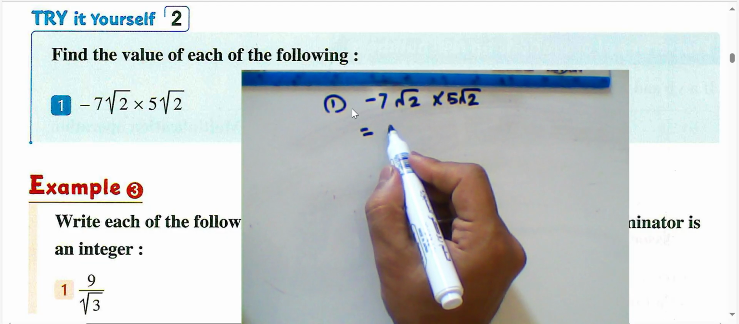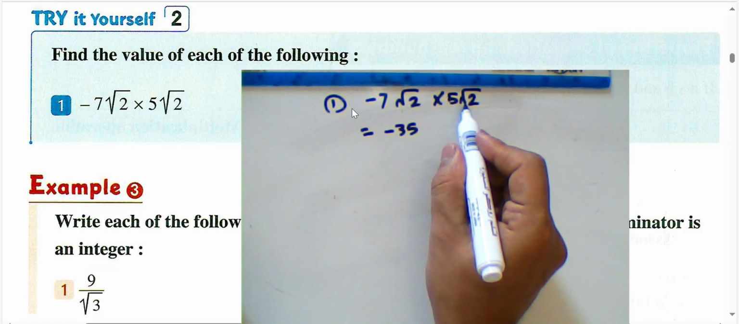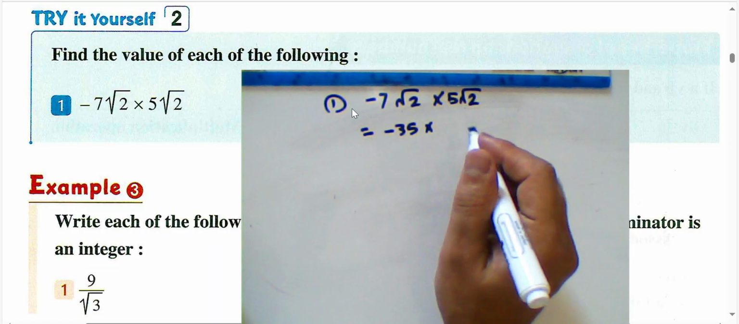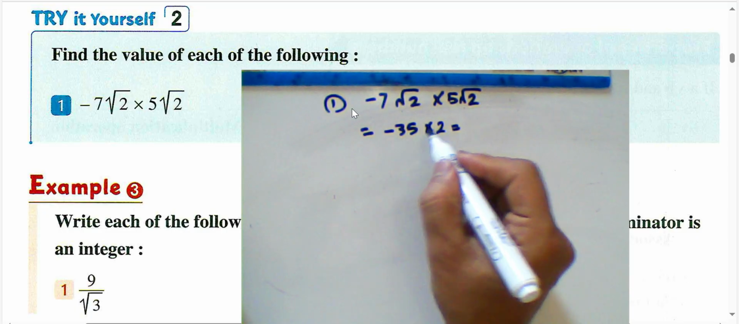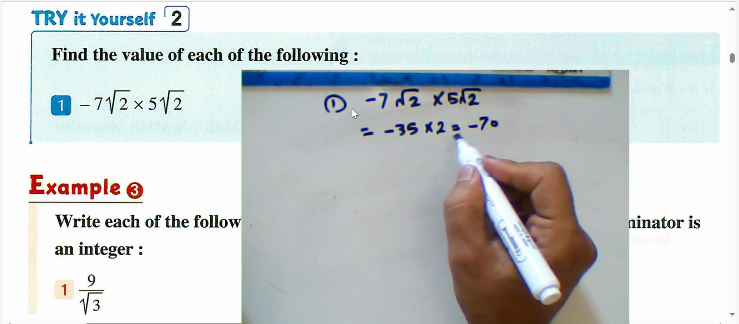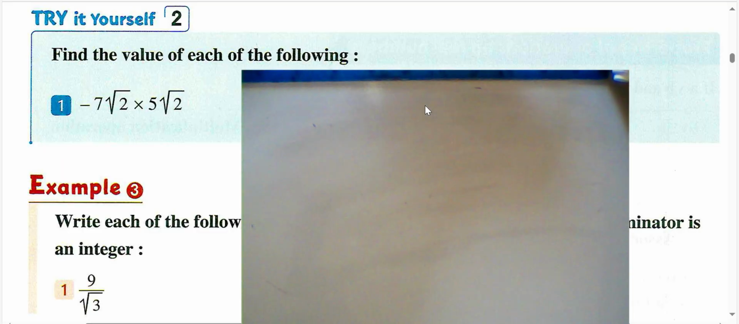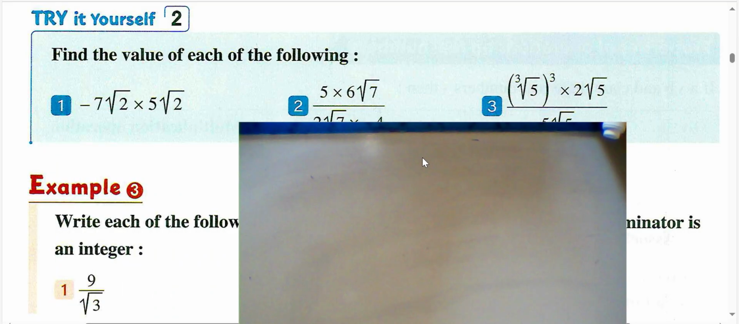Negative 5 times 7 equal negative 35. Root 2 times root 2 equal root 4 equal 2. Then negative 35 times 2 equal negative 70, because 2 times 35 equals 70. Next example, number 2.